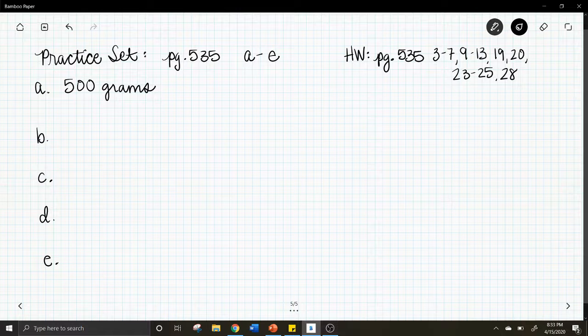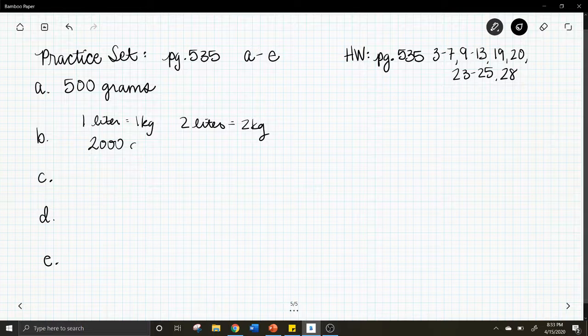Letter B, the mass of a liter of water is 1 kilogram. So the mass of 2 liters of the beverage is about how many grams? So 1 liter, let's just write it out, equals 1 kilogram. So 2 liters equals 2 kilograms. But then the question says, how many grams is that? So it's going to be 2,000 grams. So you have to look back or remember that 1 kilogram equals 1,000 grams.